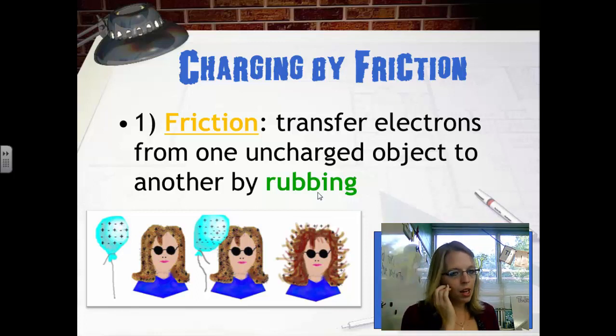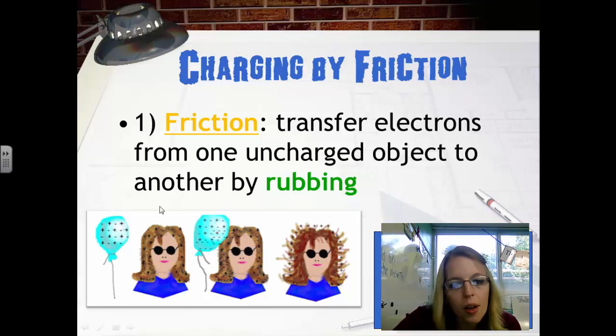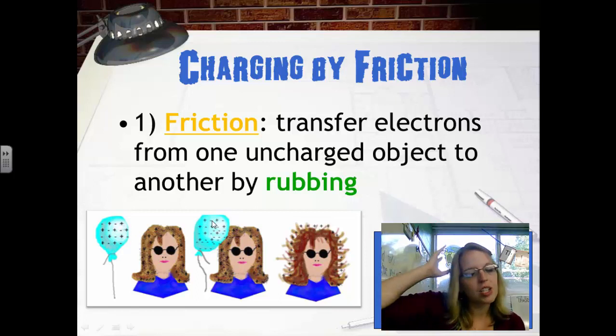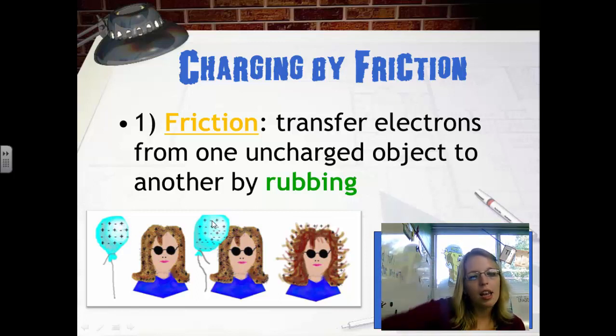Friction, rubbing. And then look at our lady. I guess she's blind. That's why she's wearing sunglasses. I don't know. But her hair and the balloon are neutral right now. Then look, she rubs, without her arms, magically, she rubs that balloon across her head. And you can see a lot more electrons are leaving her hair and going to the balloon. So the balloon becomes negative and her hair becomes positive.